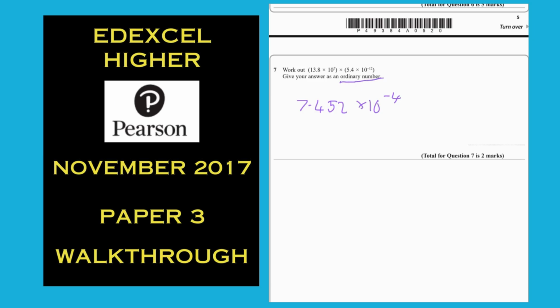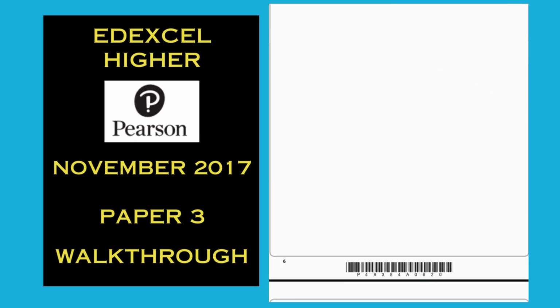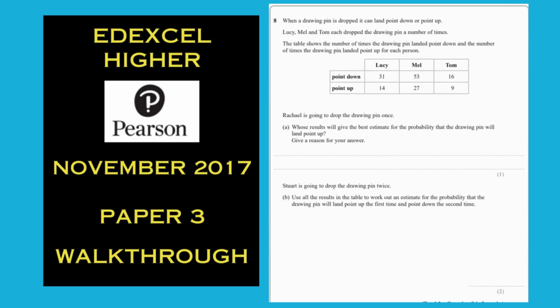Answer as an ordinary number. So don't forget, a minus power means a small number. And we need to move the decimal point 4 times. That gives us 0.0007452. Just double check. 1, 2, 3, 4 times. Nice little question. Good revision for standard form.